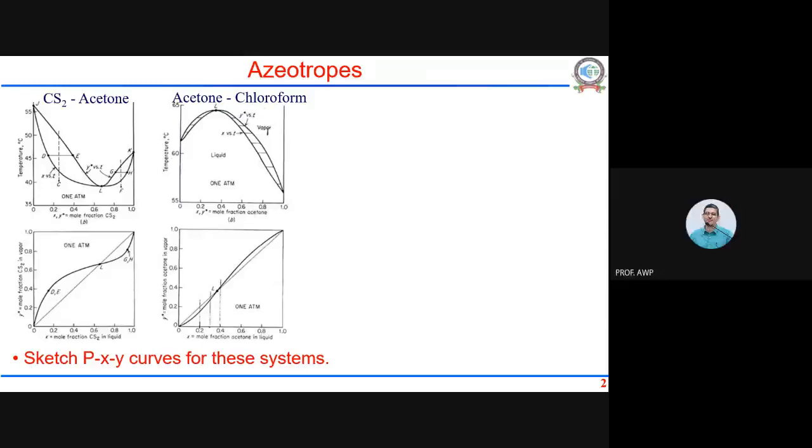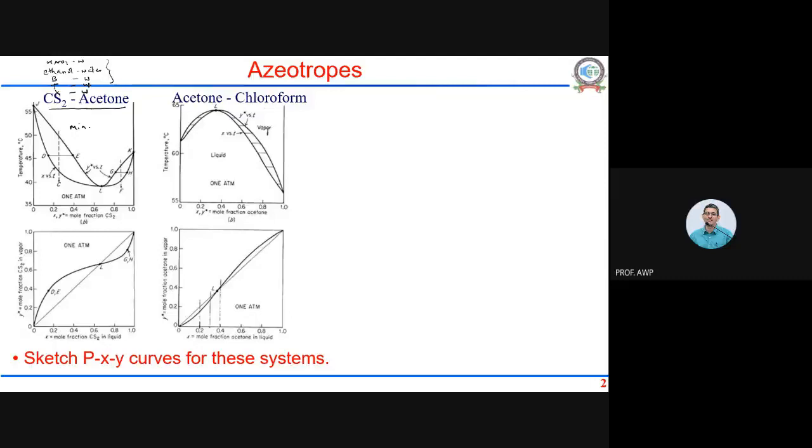Yes, sir. Great. So we talked about minimum boiling and maximum boiling azeotropes. Many mixtures fall under the minimum boiling azeotrope category. For example, ethanol-water is a minimum boiling azeotrope mixture. Benzene-water, toluene-water, xylene-water, nitric acid-water, or ethanol-benzene, they are all examples of minimum boiling azeotropes.